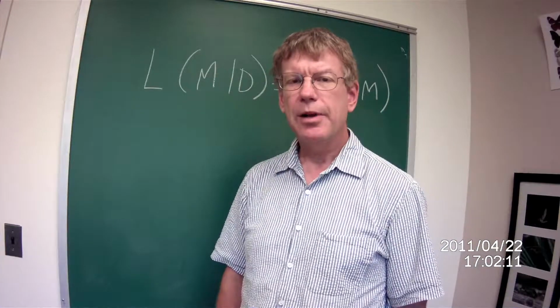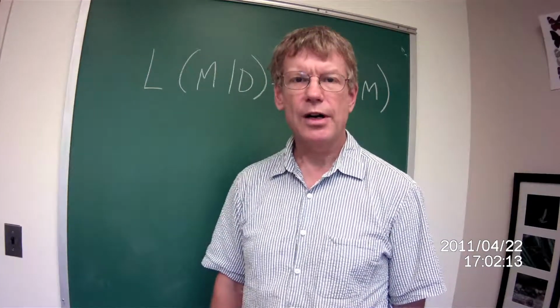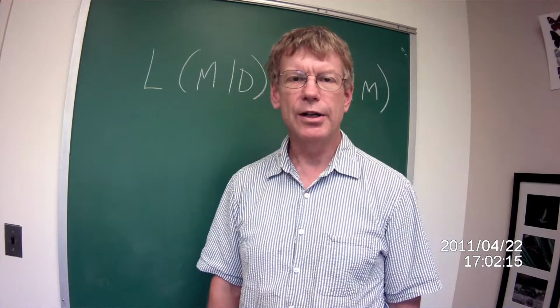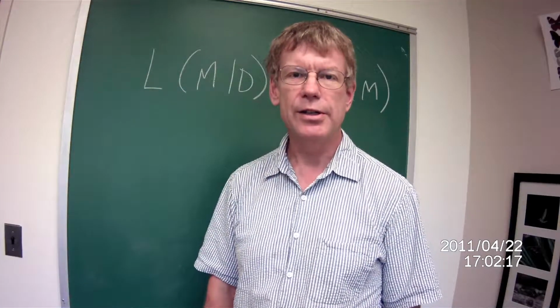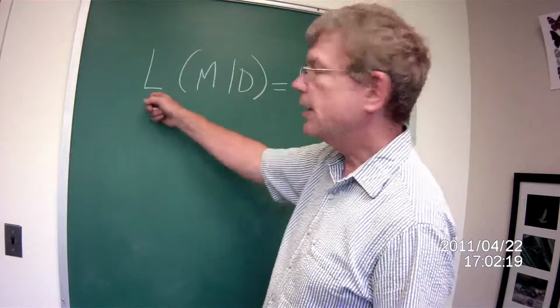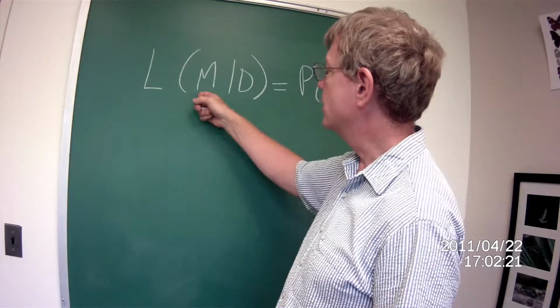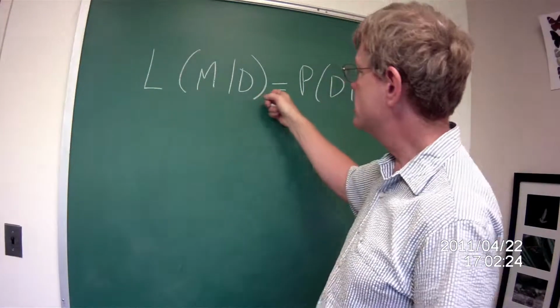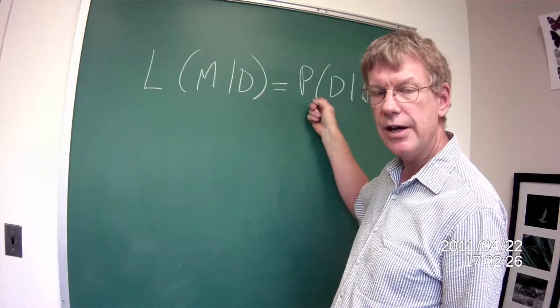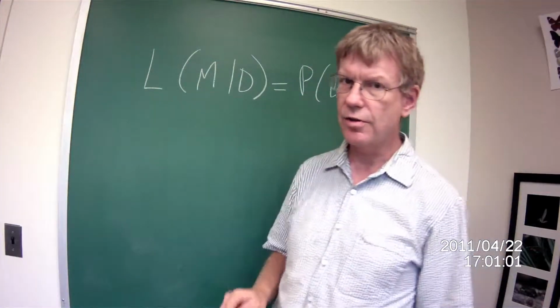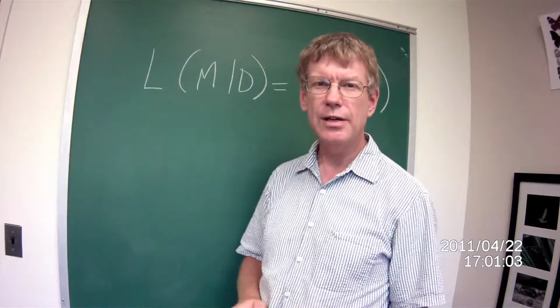So we talked about optimality criteria, and I want to describe in mathematical terms what the likelihood optimality criterion is. The likelihood of the model given the data is equal to the probability of the data given the model. Now, just as a side, we have to learn how to read math.